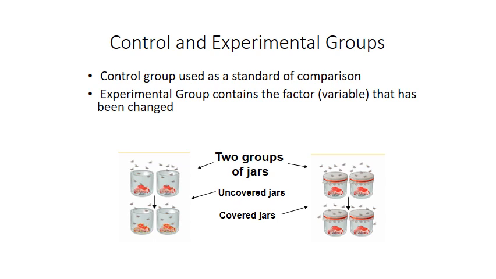Now, here we have two groups, uncovered and covered. Which is more like real life? Uncovered. That's the control group. What happens in the control group after a few days, do you think? Lots of flies. In the experimental group, the one that he's changed, not so many flies.